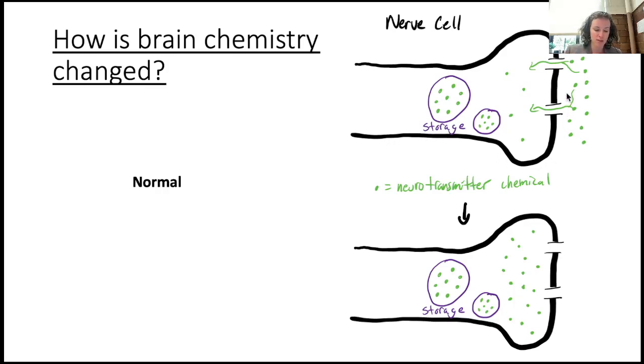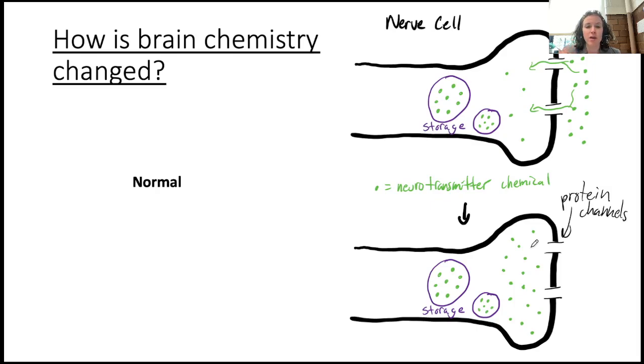So in normal circumstances, what happens? Normally, a nerve cell will release all this neurotransmitter outside of it. And then after some time, that neurotransmitter gets sucked back in through these channels here. And these are protein channels. So these dashed lines right here indicate a protein that acts as a channel, allowing the neurotransmitter back into the cell.